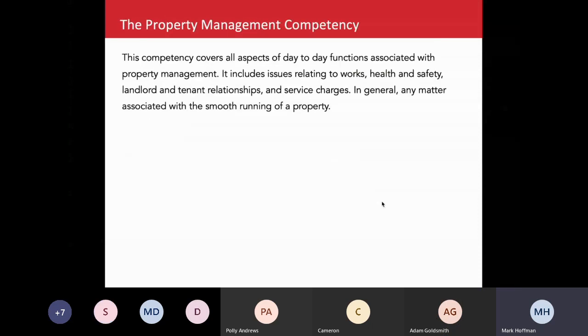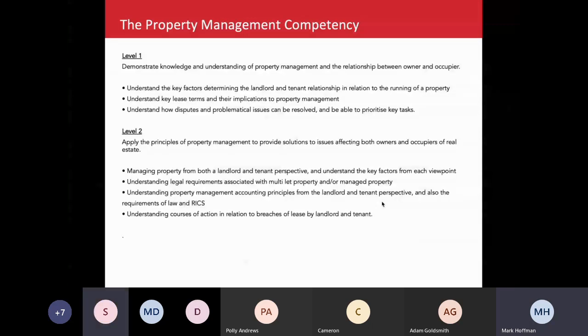the competency itself. This competency covers all aspects of day-to-day functions associated with property management. It includes issues relating to works, health and safety, landlord and tenant relationships, and service charges; in general, any matter associated with the smooth running of a property. So we've got levels 1, 2 and 3. Let me concentrate on levels 2 and 3, because if you're doing property management, you'll be doing it to 2 or 3.